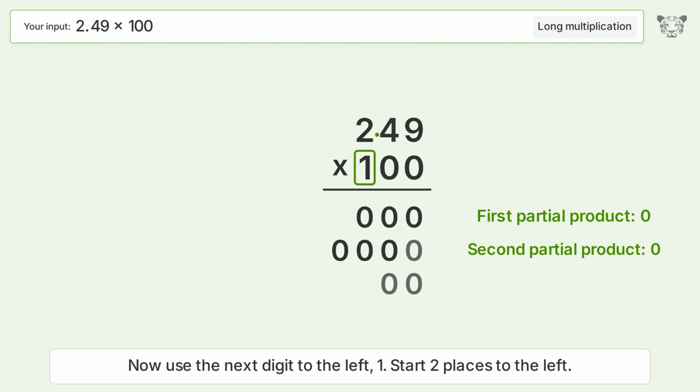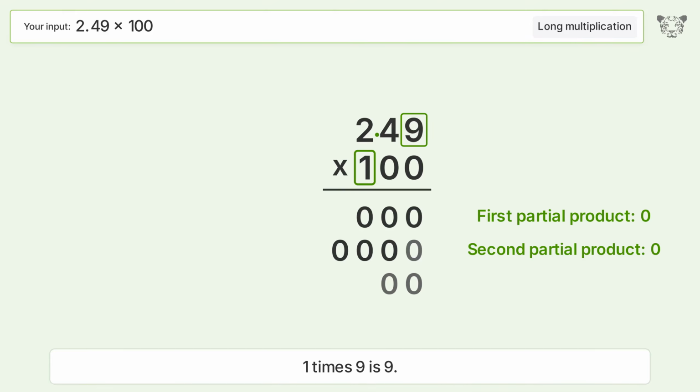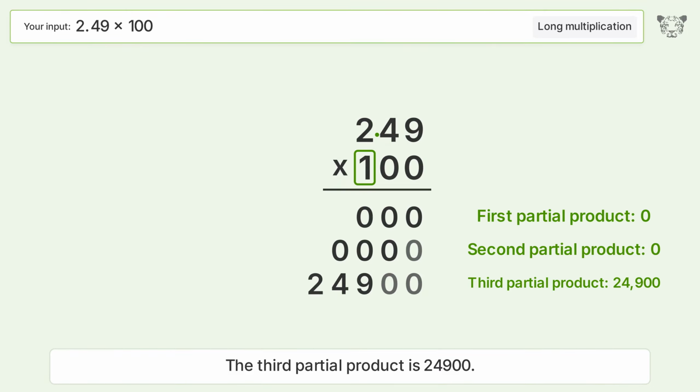Now use the next digit to the left, 1. Start two places to the left. 1 times 9 is 9. 1 times 4 is 4. 1 times 2 is 2. The third partial product is 24,900.